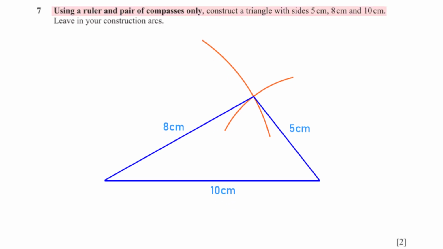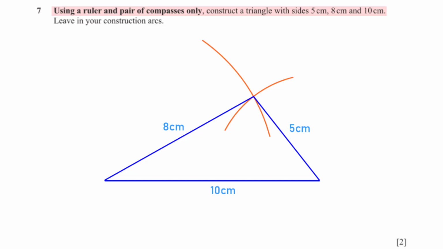Using a ruler and pair of compasses only, construct a triangle with sides 5 centimeters, 8 centimeters, and 10 centimeters. Leave in your construction arcs. First, we measure and draw the longest length of the triangle, which is 10 centimeters, as the base. Then we measure a width of 8 centimeters with a compass, stand at one end on the base, and construct an arc. Then measuring a width of 5 centimeters with the compass, we stand at the other end of the base and construct another arc.